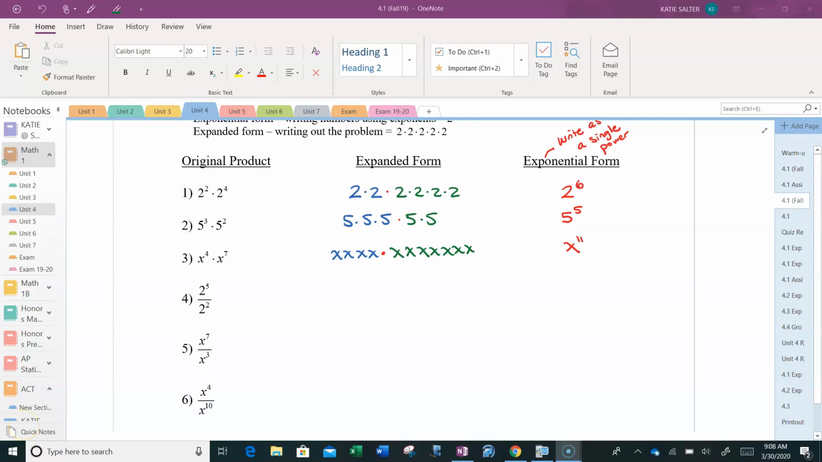Okay, now for our exponent rules part 2. Today we're going to focus more on learning how to divide like bases and working with negative exponents. Going back to our expanded form that we talked about yesterday, let's look at when we have the expanded form but we are dividing like bases.